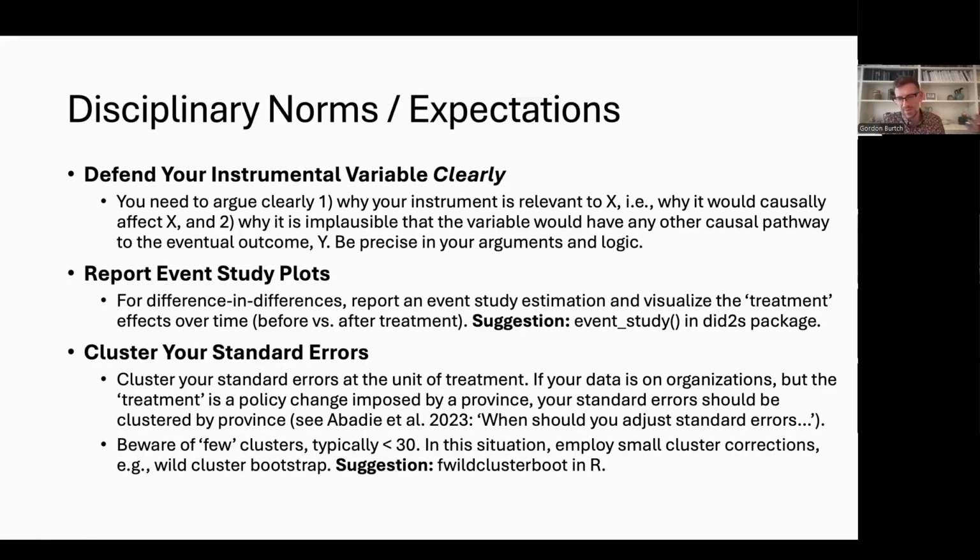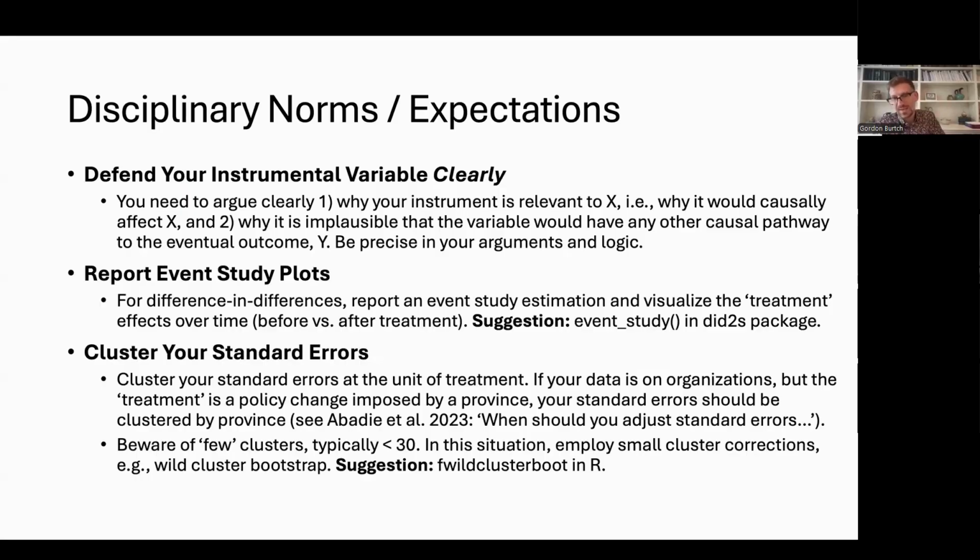General rule, if you're looking at some kind of treatment, consider the scope at which treatment is applied. If treatment happens at the state or at the organization, as opposed to at the individual level, you should cluster by the unit of treatment. So if I have a bunch of data on companies, but there's a government policy change that happens at the state level or the province level, I should cluster my data by the province or the state, not by the company. This works fine until you get into territory where you don't have very many clusters.